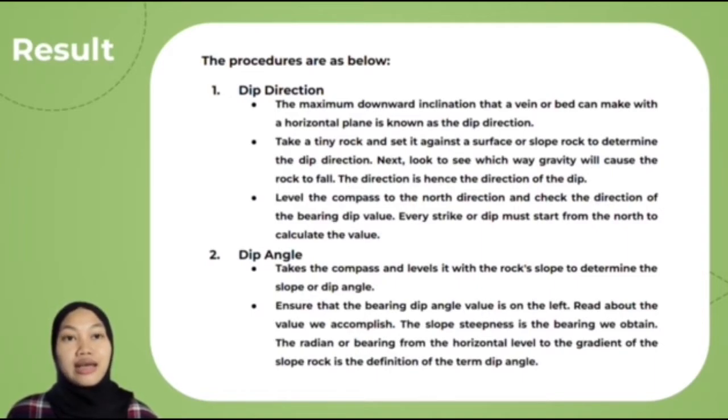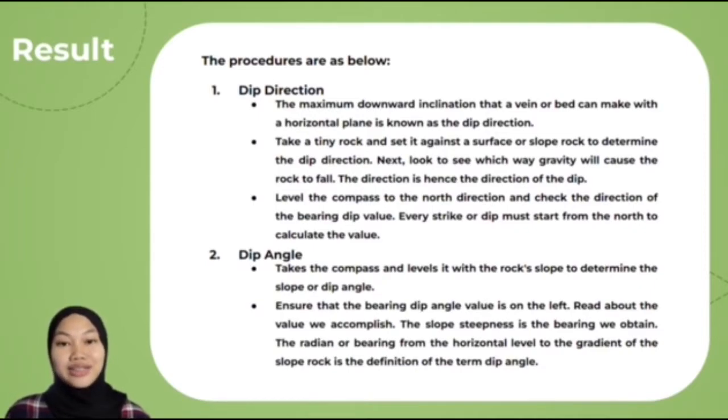The last one is to level the compass to the north direction and check the direction of the bearing dip value. Every strike or dip must start from the north to calculate the value. The second one is dip angle. Firstly, take the compass and level it with the rock slope to determine the slope or dip angle. Ensure that the bearing dip angle value is on the left. Read the value we accomplished. The slope steepness is the bearing we obtain. The gradient or bearing from the horizontal level to the gradient of the slope rock is the definition of the term dip angle.